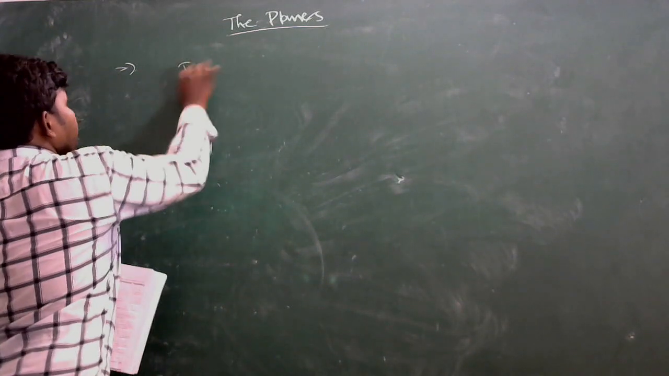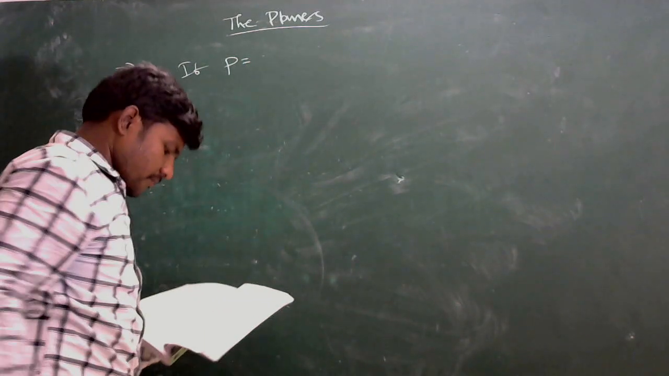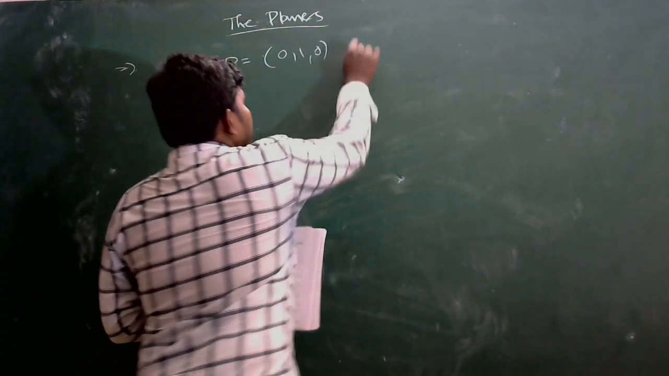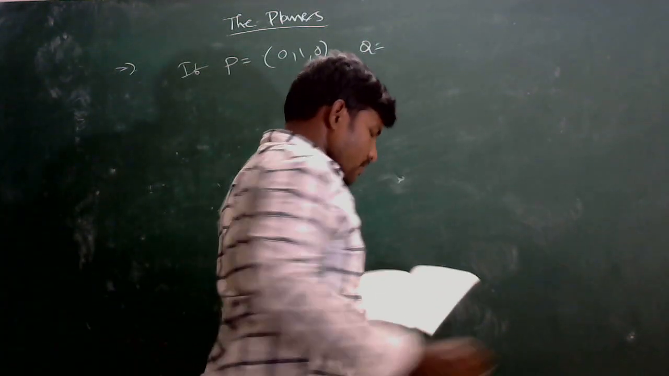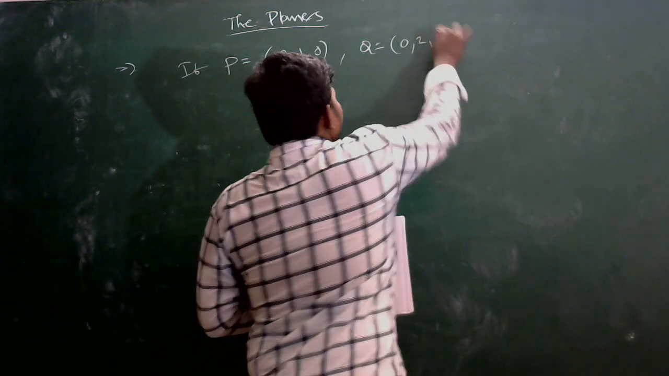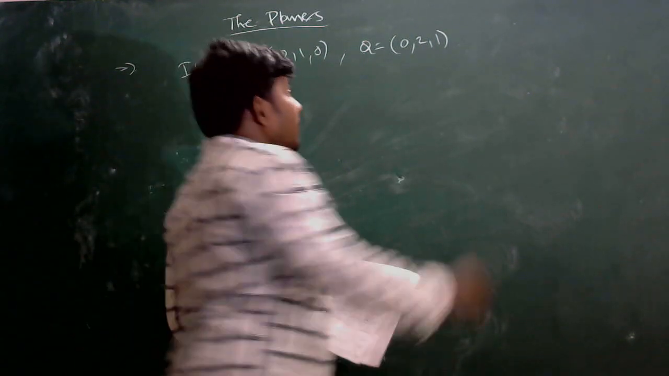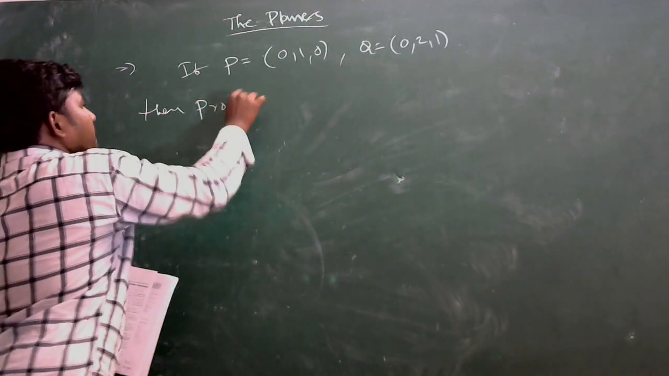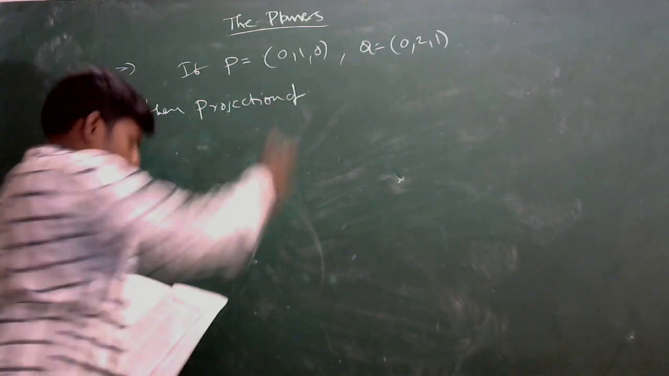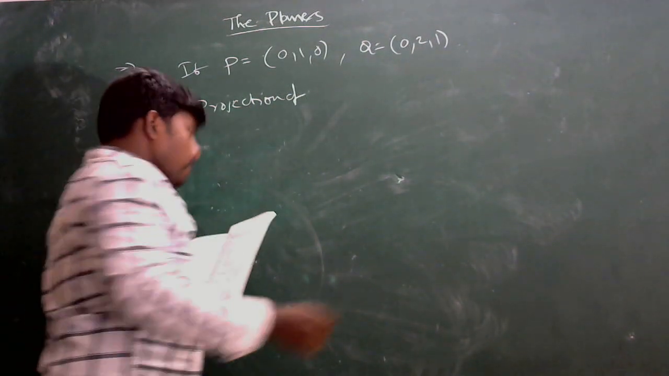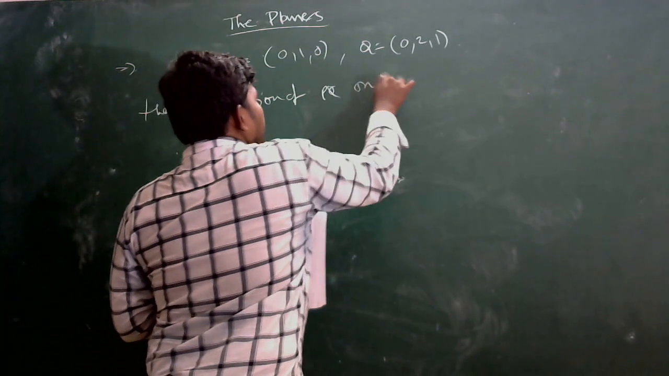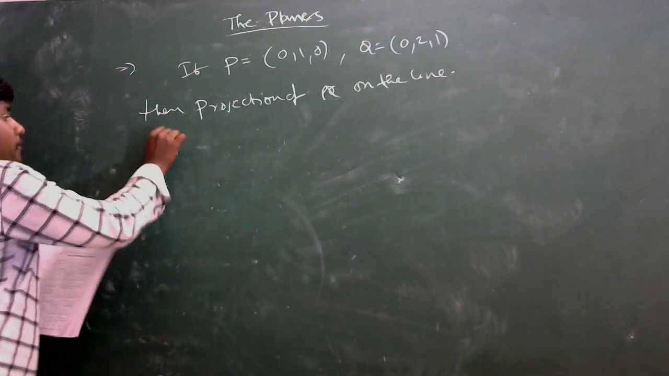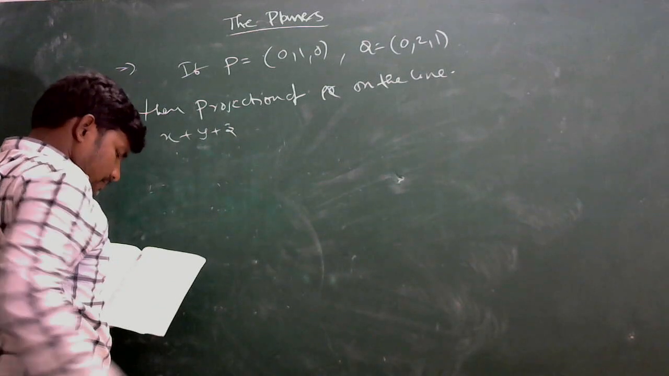If P equal to 0, 1, 0 and Q equal to 0, 2, 1, then find the projection of PQ on the line x plus y plus z equal to 3.